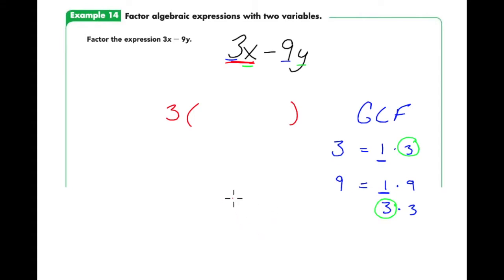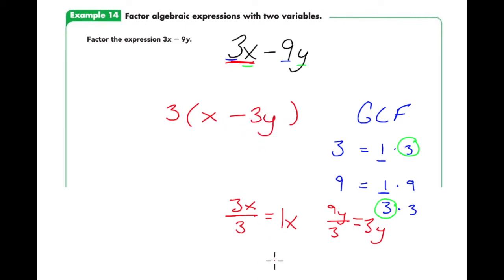To figure that out, we could divide 3x by 3. And then 3 divided by 3 leaves us with 1x. So our first term inside parentheses would be an x. I'm going to bring down the minus sign since we're dealing with subtraction. And then 9y divided by 3. 9 divided by 3 is 3, so we are left with 3y. So inside parentheses, we would have x minus 3y. We took out our greatest common factor.